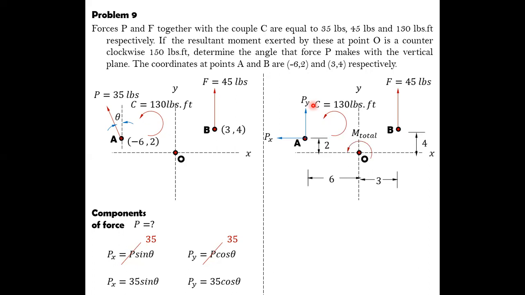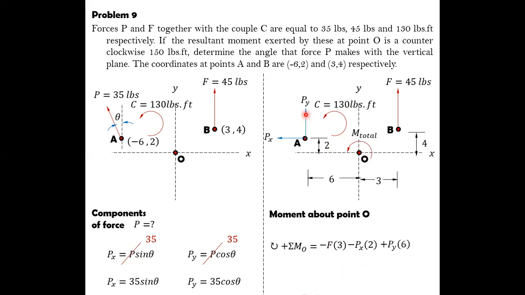Anyway, going back to our calculation, let's use again point O as our point of rotation. So the summation of moment about point O. Let's start with the moment generated by force F. The moment it is generating is counterclockwise, and the moment arm is 3. So that is negative F times the moment arm 3. The next is the moment generated by the components of force P. Let's start with the X component. The moment is also counterclockwise. The moment arm is 2. So that is negative P sub X times 2. And the next is the Y component. The rotation is clockwise. The moment arm is 6.